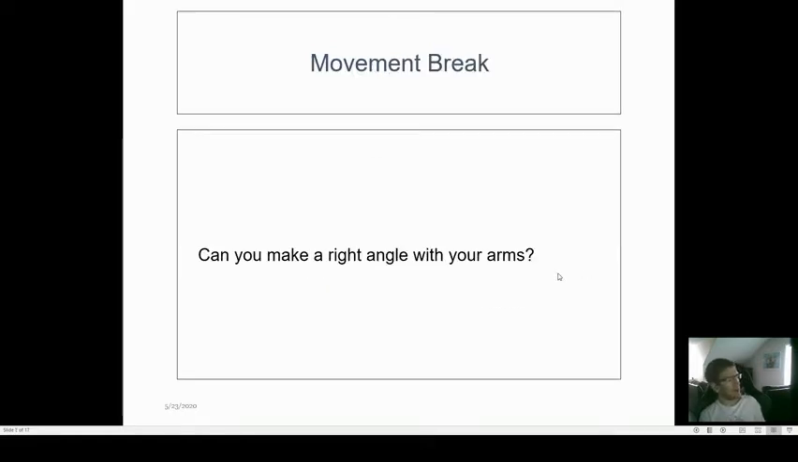Okay, see if you can make a right angle with your arms. While you do it, I'll try and do it. I think it's something maybe like this. Close. You can kind of see the right angle. Something like that. There we go.